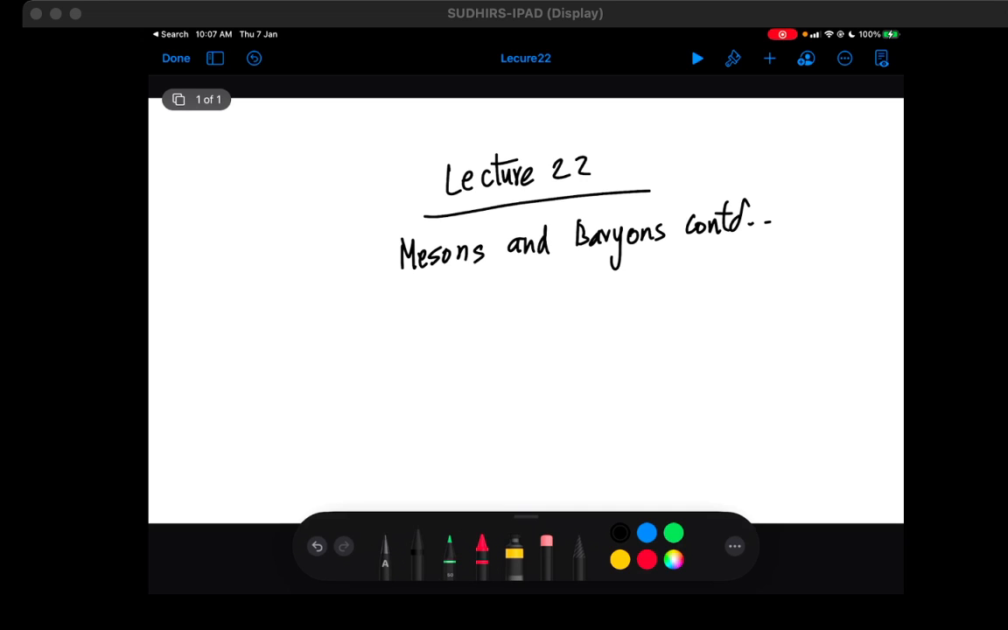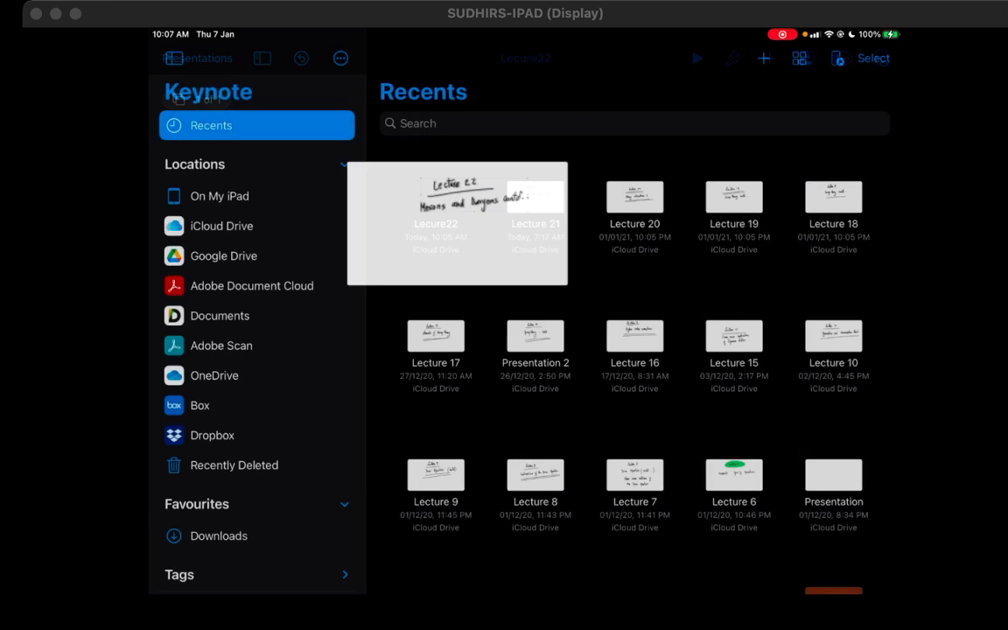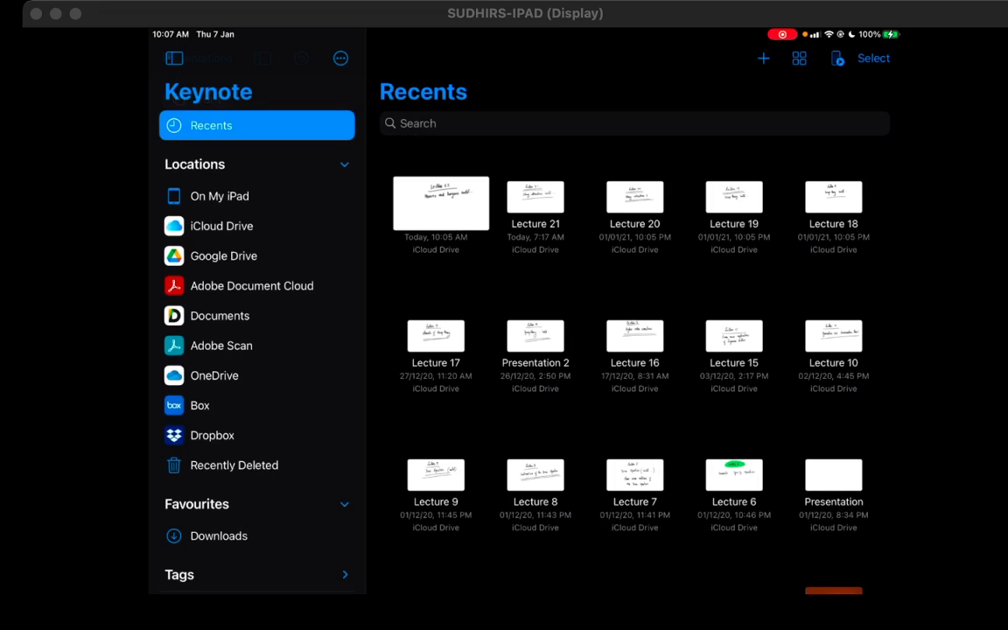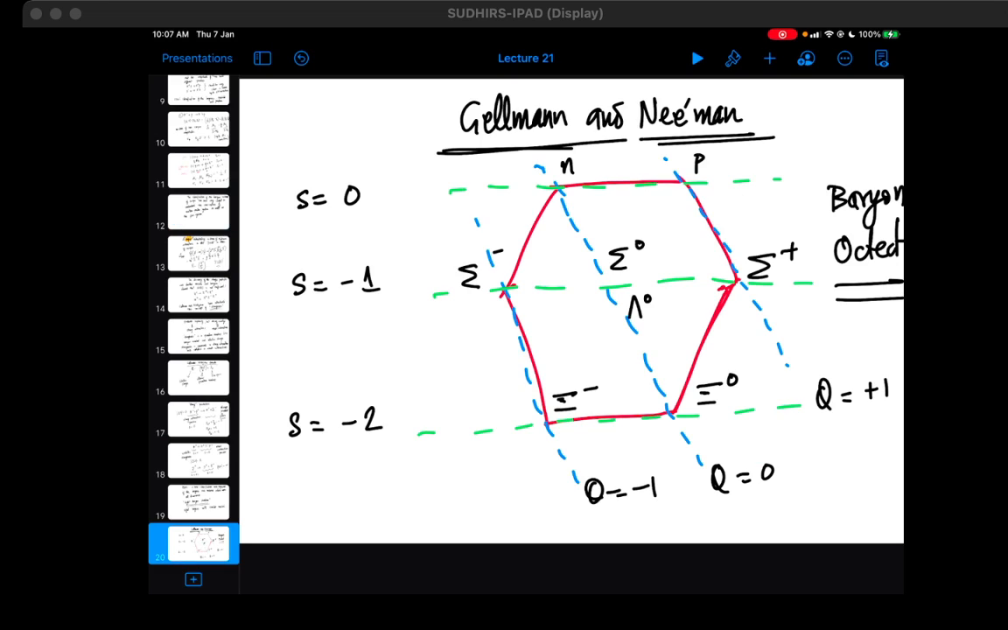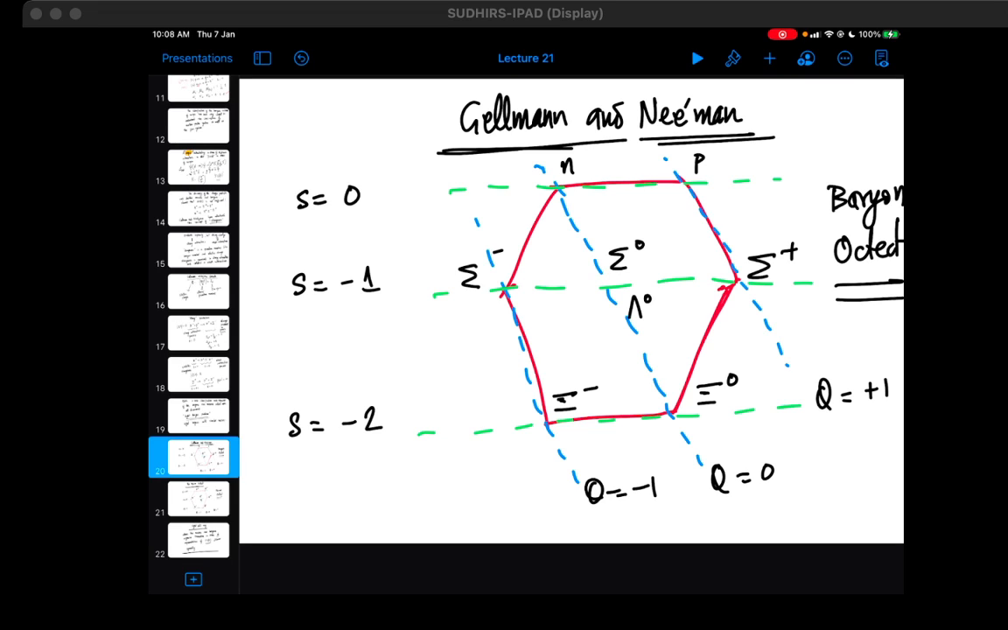So these graphical patterns, if we remember correctly, were similar to the representations of an octet and a decuplet, which we have seen in the representations of SU3. In the representations of SU3, you have these octets and decuplets which are represented in this nice fashion, and this is what we looked at last time.